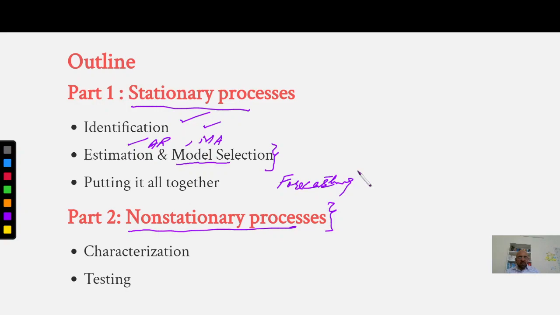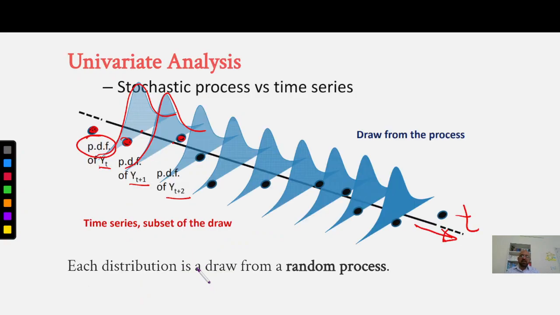As for the non-stationary process, how we define whether a process is non-stationary or not, what its characteristics are, and its testing mechanisms, the Augmented Dickey-Fuller test, the Phillips-Perron test, or some other test, we'll discuss in our next videos.